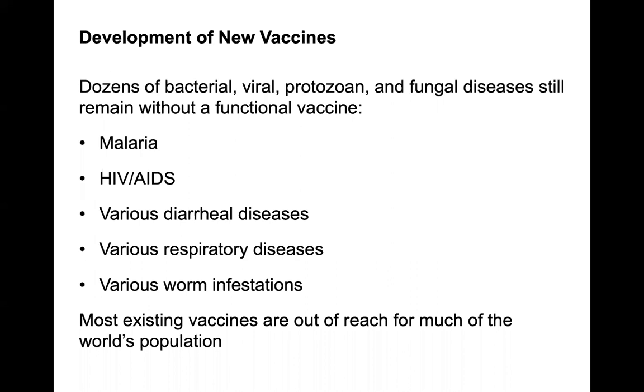The development of new vaccines. Again, your textbook doesn't have the COVID vaccine in it because your textbook is already in print. But that is something that you guys can witness, front and center. Dozens of bacterial, viral, protozoan, fungal diseases still remain without functional vaccines, such as malaria. There's no vaccine for HIV. Various diarrheal diseases, various respiratory diseases, and various worm infestations. Most existing vaccines are out of reach for much of the world's population.